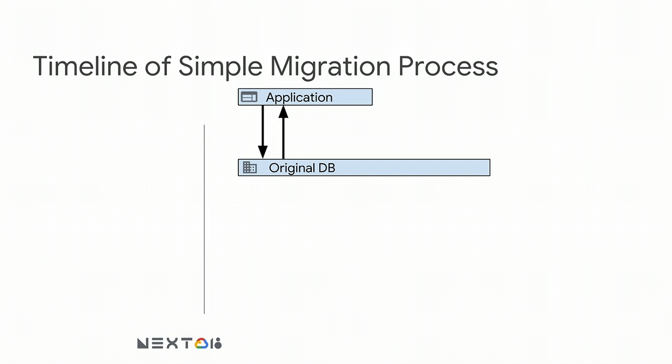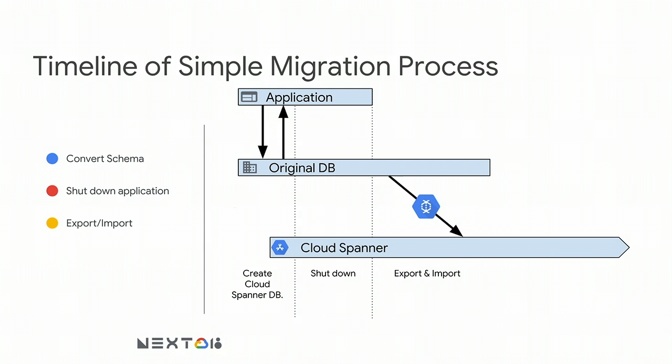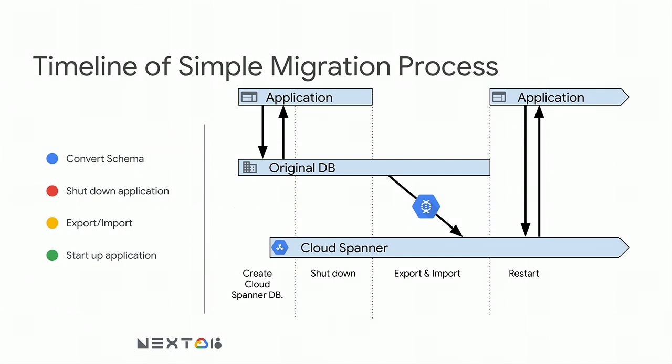So how would we actually migrate? Well, simple method. You convert your database schema to Cloud Spanner schema and create your database. You shut down your application. You do your export and import whilst your database is not being written to, so it's completely stable, and you start it up again. This is not an ideal path.